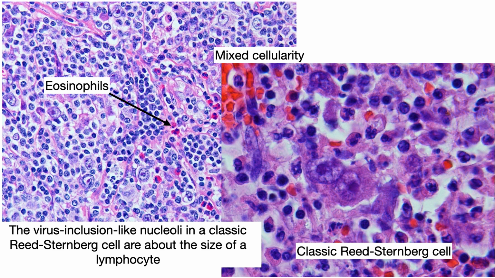And so this is a mixed cellularity, and then the bottom right is the classic Reed-Sternberg cell. You can see right in the center, or just a little bit off center to the left and lower, a binucleated cell, and each of the nuclei has a large nucleolus that is about the size of a lymphocyte. So that's a classic Reed-Sternberg cell, which is usually seen more in mixed cellularity.